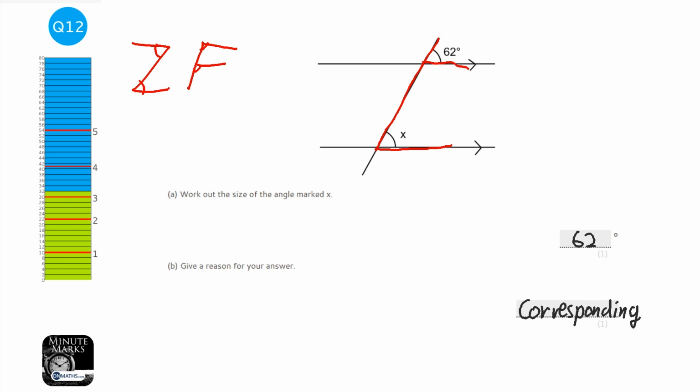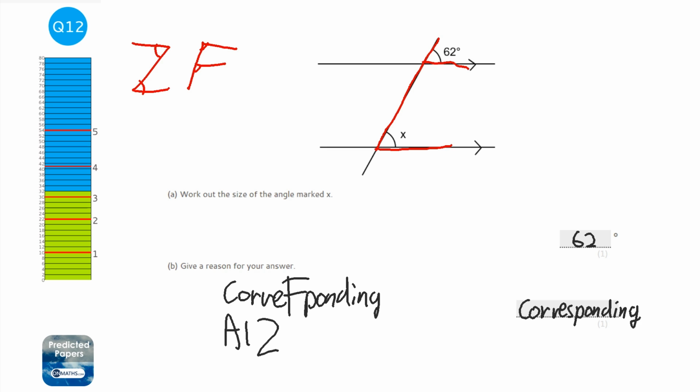Now I always got corresponding and alternate mixed up. So I don't know whether this will help you, but I always think: corresponding and alternate. Please don't spell it that way, but I just literally bung the letter into the word, and I've never got them muddled up since. So that might help you.